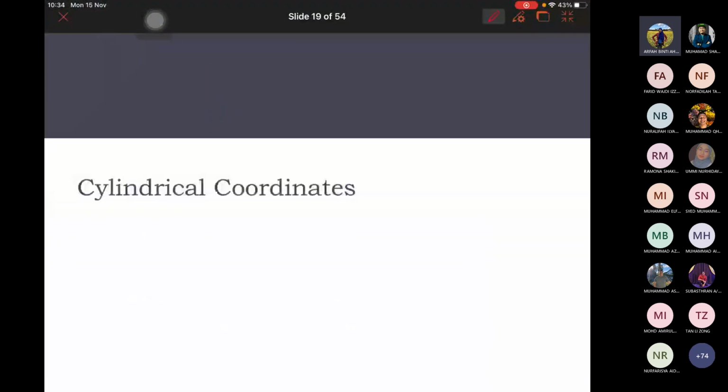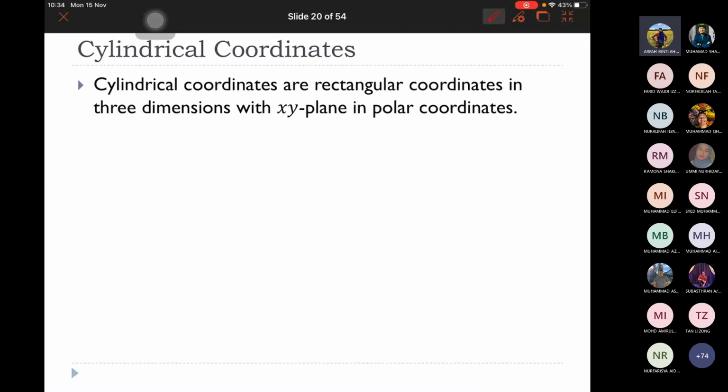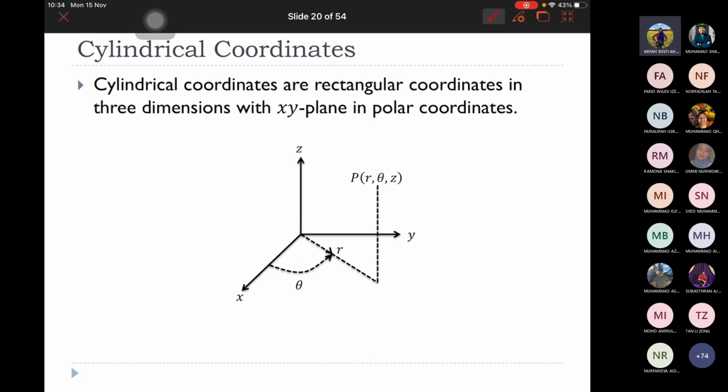So, daripada sini, cylindrical coordinates are rectangular coordinates in three dimensions with the xy plane in polar coordinates. Okay. Then, in this case, awak ada x, y dan z as your plane, but we will assume there exists one point P that connects the line of arc as the radius and theta as the angle that we are interested in. So, berapa sudut yang diambil? Itu akan menggambarkan theta by the solid that we are interested in. So what is the angle of the solid and what will be the radius of the solid that we are interested in to find the volume.